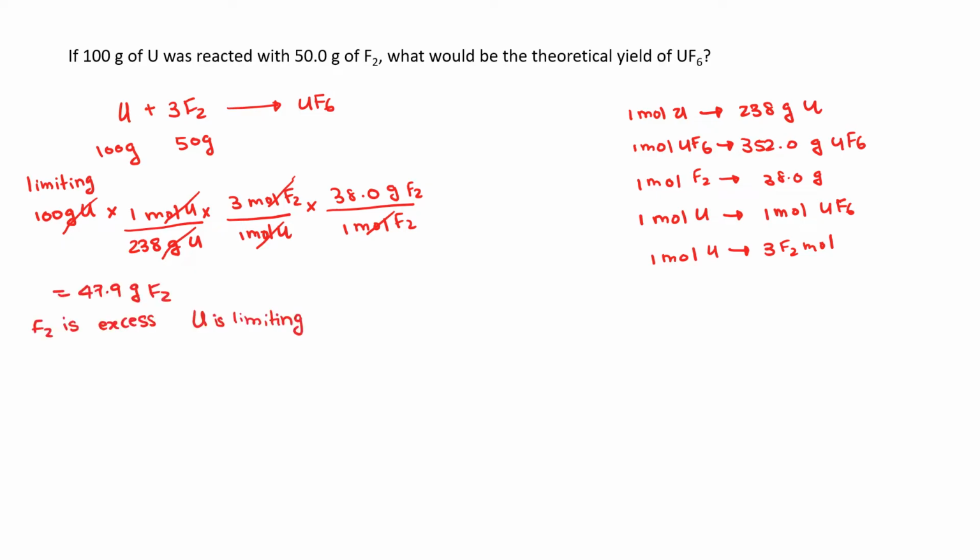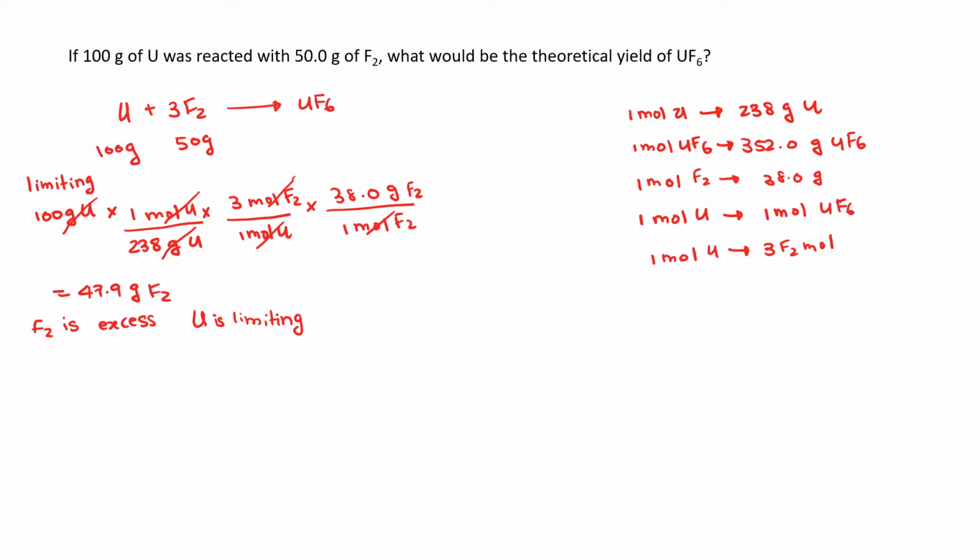The answer is 47.9 grams of fluorine. That means to react with 100 grams of uranium, we need only 47.9 grams of fluorine. However, we have 50 grams. That means we have excess of fluorine. Fluorine is your excess and uranium is your limiting.